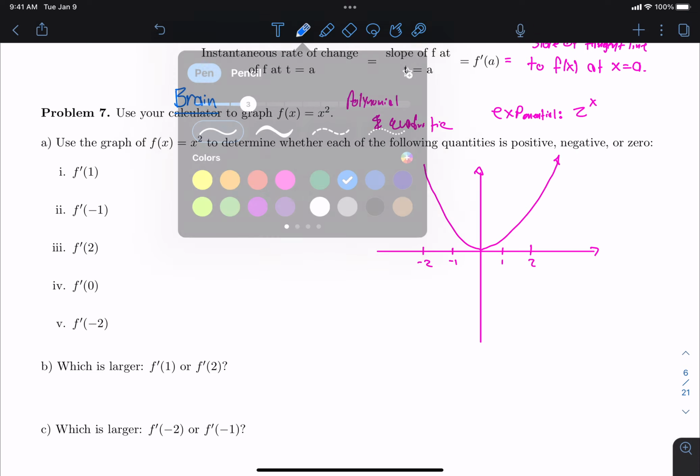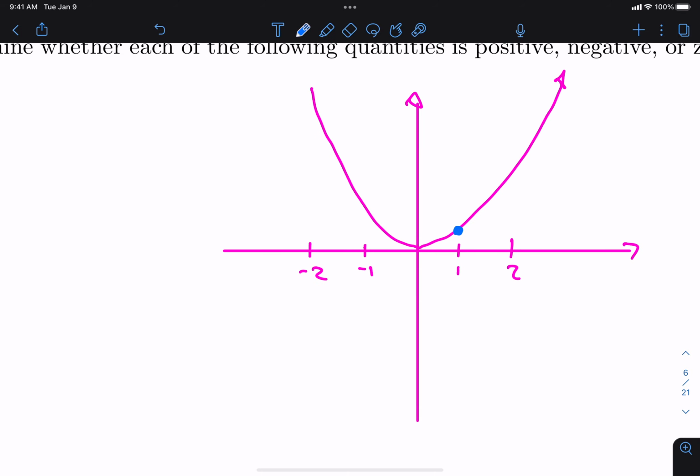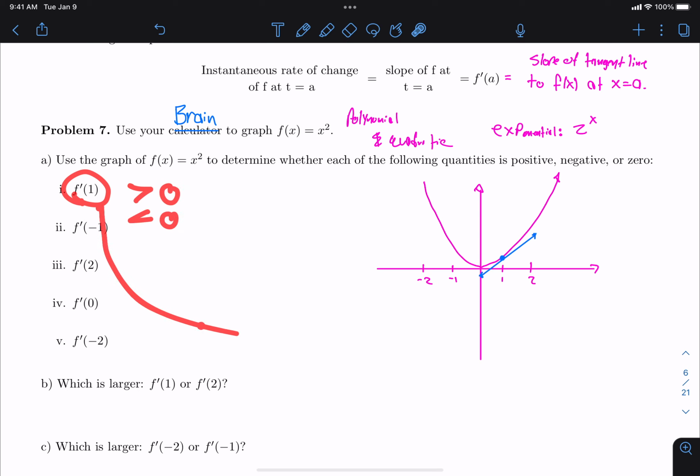Well, f prime of 1 describes the slope of the function at this point, which we could draw the tangent line to see what it looks like. Looks something like this, right? And if we want to say whether f prime of 1 is positive or negative, that's the same as asking, well, is the slope of this blue line positive or negative? And what do we think? It's positive, right? Because it's going up. So f prime of 1 is positive. How about f prime of negative 1? That's this line here. Looks negative to me. For 2, I think again it's positive.